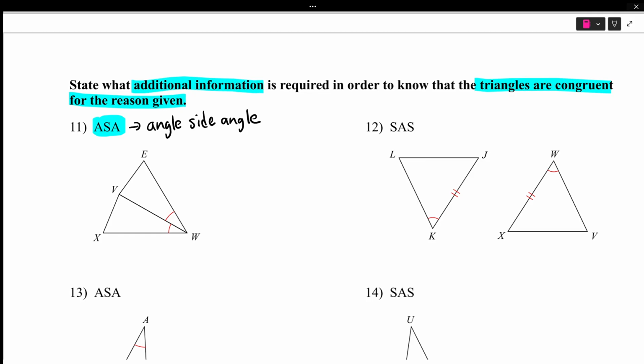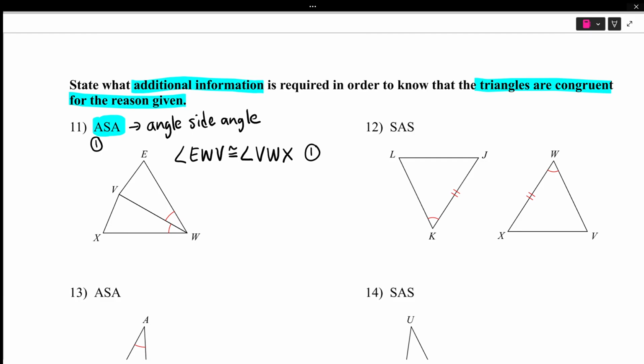Again, I see these two angles right here. They have the 1 mark. So I'm going to state that angle EWV is congruent to VWX, the other angle. EWV is this one up here. So that's probably my first angle right there.